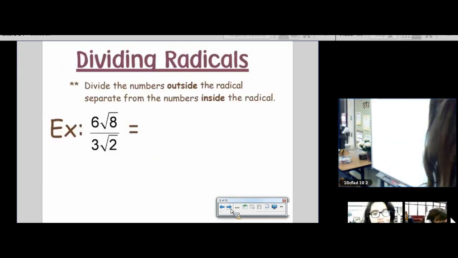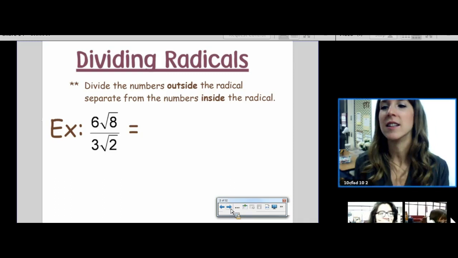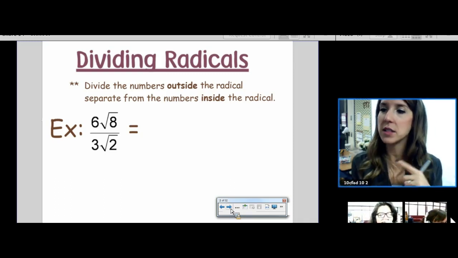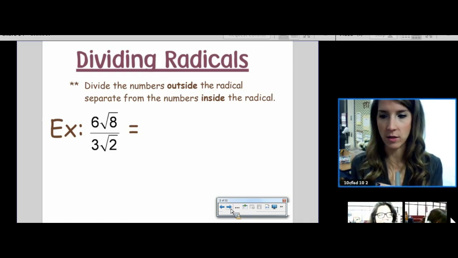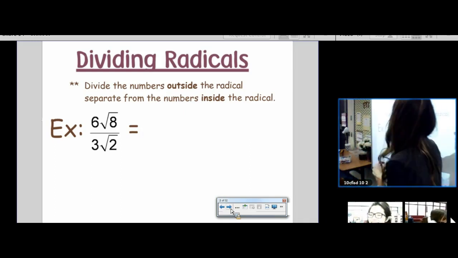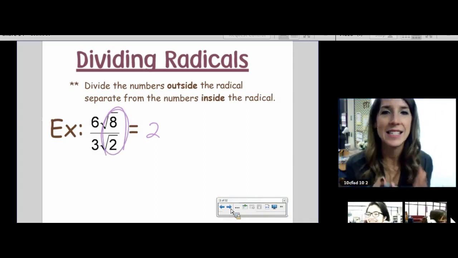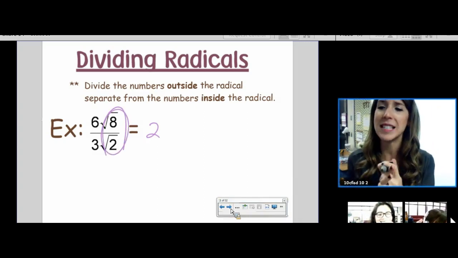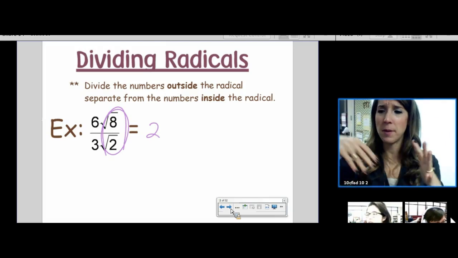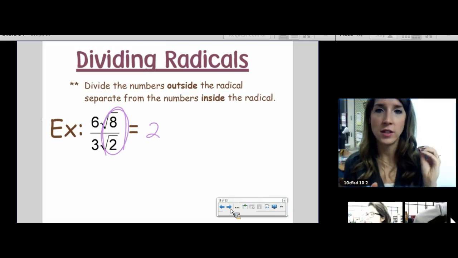All right. What about dividing radicals? Same process. Divide the numbers outside the radical separate from the numbers inside the radical. Nothing changes. So 6 divided by 3 is 2. Am I allowed to divide these? Yes, you're allowed to divide them. Students are sometimes scared because it's like there's 2 separate radicals and one's in the numerator and one's in the denominator. You're allowed to divide them.